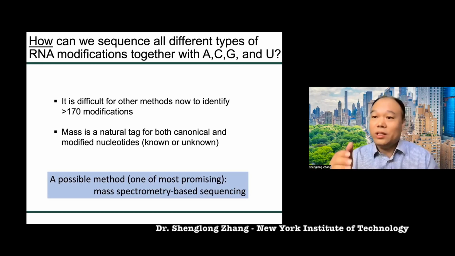Because for sequencing, typically we need to have a signature tag to identify each nucleotide. So in terms of a tag, nothing is better than mass. Mass is a natural tag, both for canonical and modified nucleotides, and this includes unknown modifications. It would be difficult for other methods to identify all these RNA modifications. You may be wondering, how can mass be used to sequence all these RNA modifications?